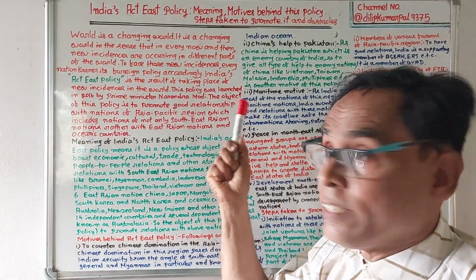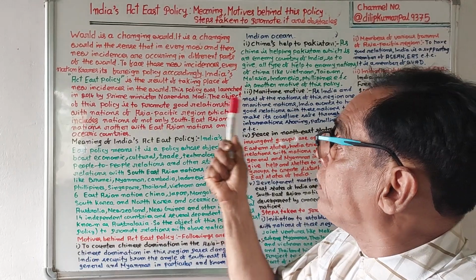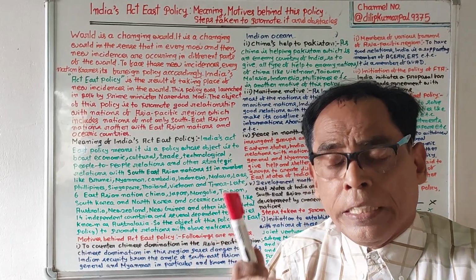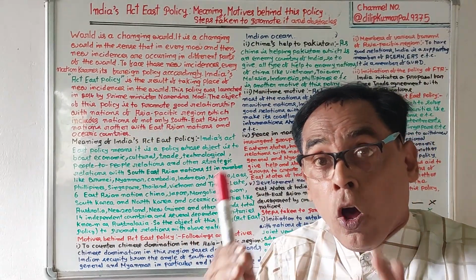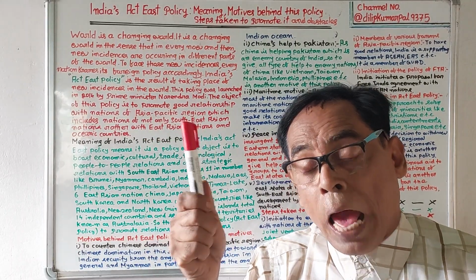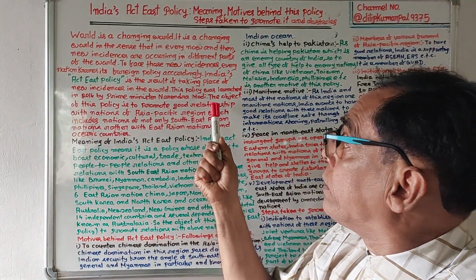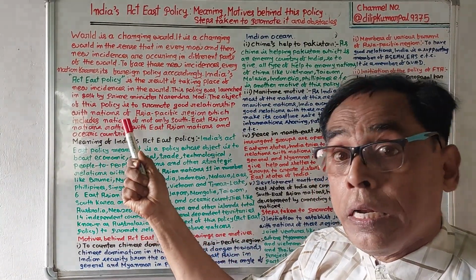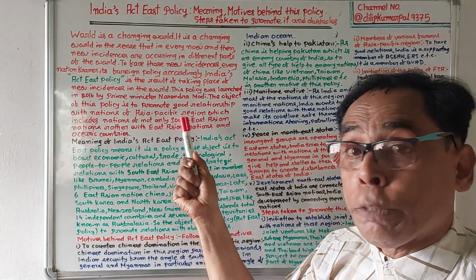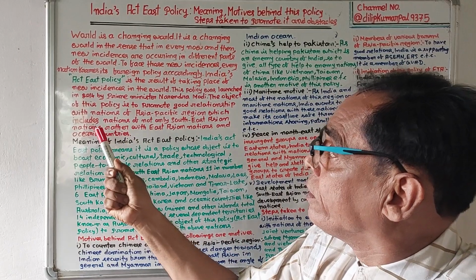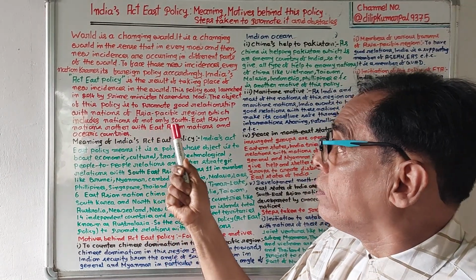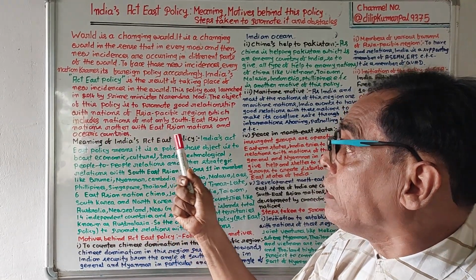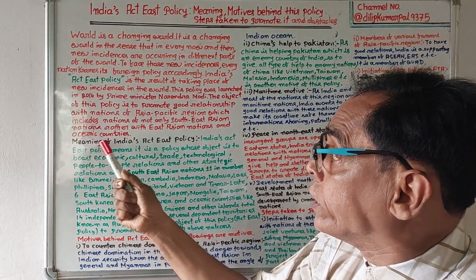This policy, India's Act East policy, was launched in 2014 by Prime Minister Narendra Modi. The object of this policy is to promote good relationship with all nations of the Asia Pacific region, which includes nations of not only Southeast Asia, but also nations of East Asia and Oceanic countries.